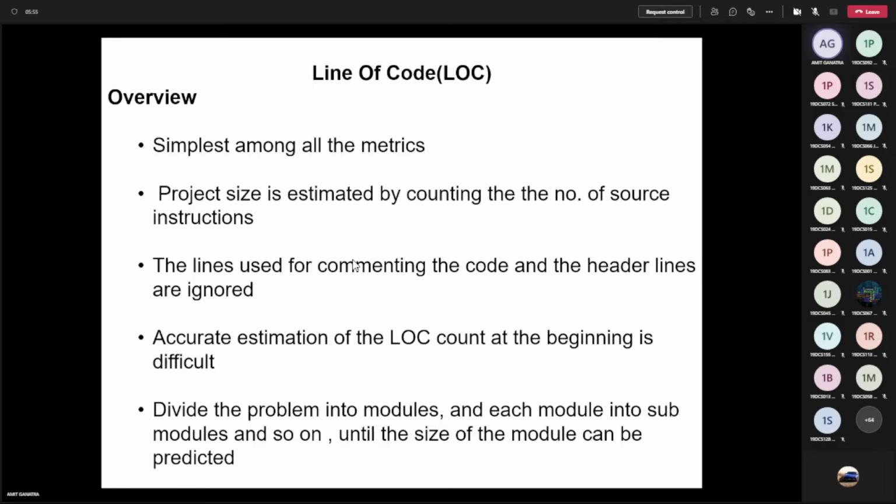So you see that we have to divide the problem into modules, then each module into sub-modules, then sub-modules into sub-sub-modules, until you can reach the module where size can be predicted, estimated. This is where you have to stop. And then you have to add all the modules at that level. Then you go one layer higher, up to the topmost module, where you simply put together all the lines of code, and then you estimate the overall line of code.